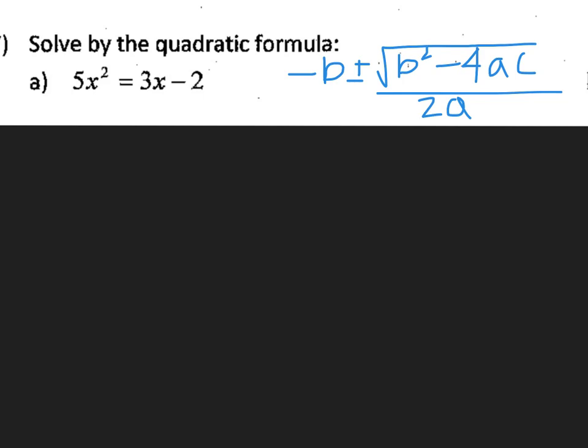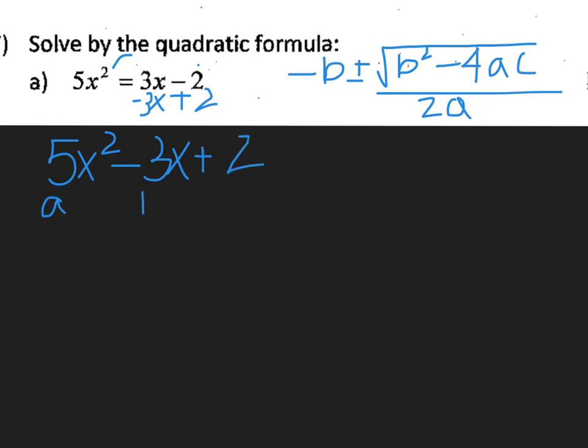Alright, so now we need to go back and look here and make sure that we have a trinomial, like an A, a B, and a C that are all on the same side, and it does not look like that. So I'm going to subtract 3x to send it over to the other side, and I'm going to add 2 to send it to the other side. So that's going to leave me with 5x squared minus 3x plus 2.